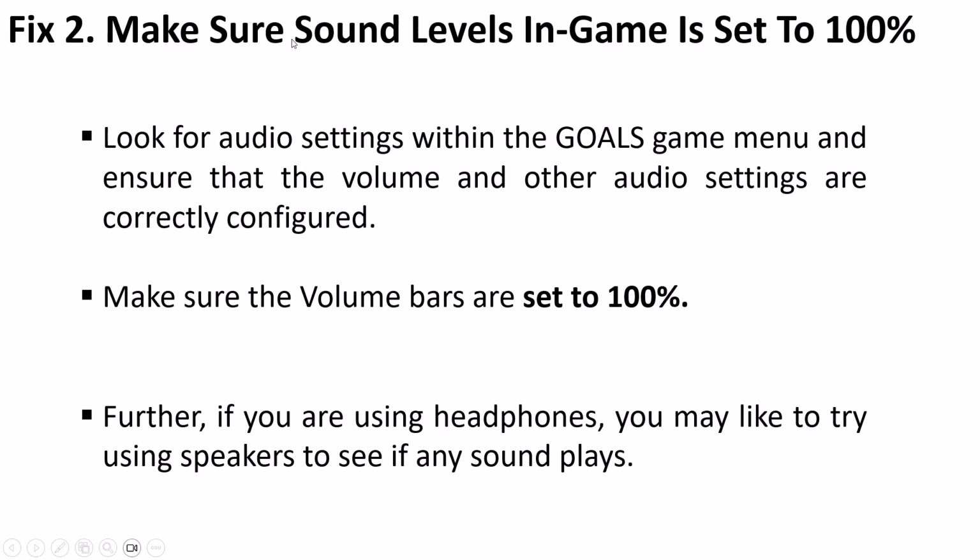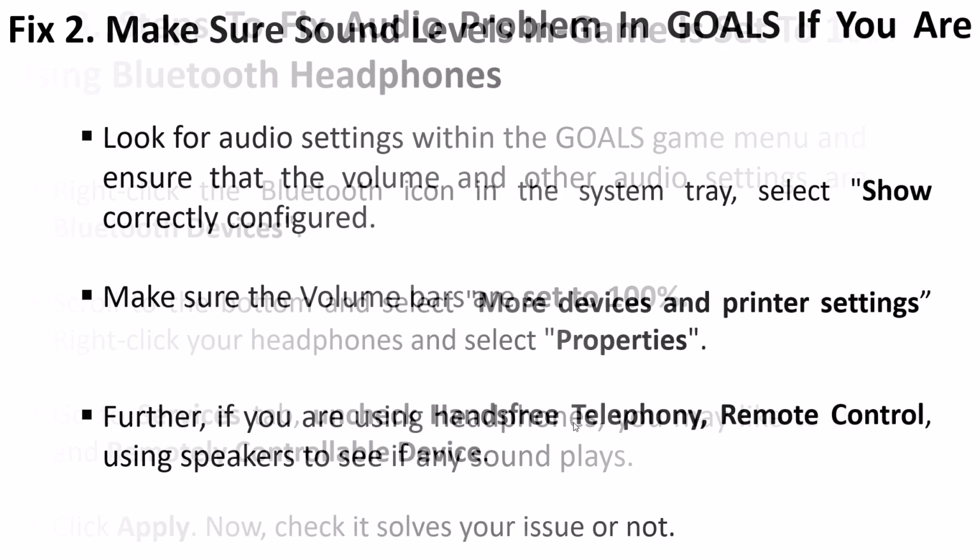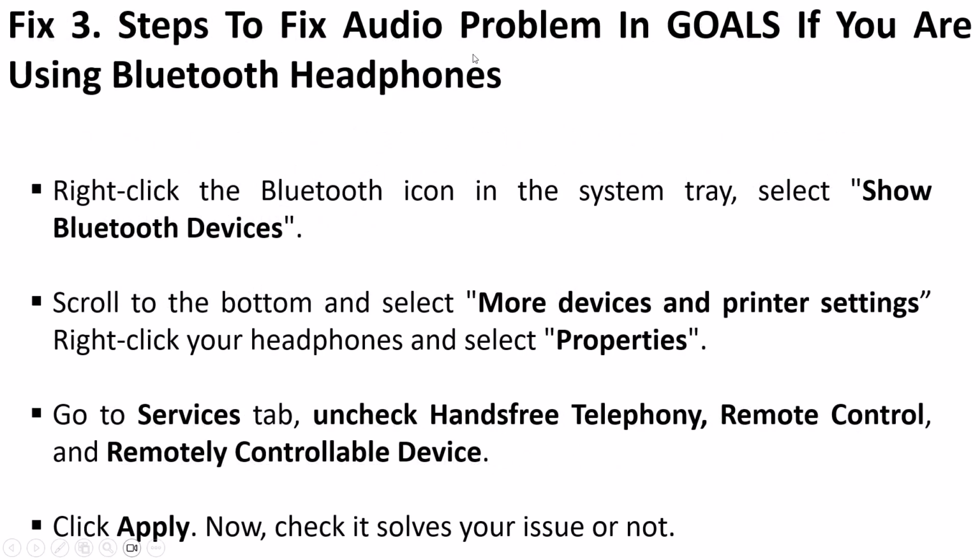Fix 2, make sure sound levels in game is set to 100%. So look for audio settings within the Goals game menu and make sure that the volume and other audio settings are correctly configured. Make sure the volume bars are set to 100%. Additionally, if you're using headphones, then you may like to try using speakers to see if any sounds play or not.